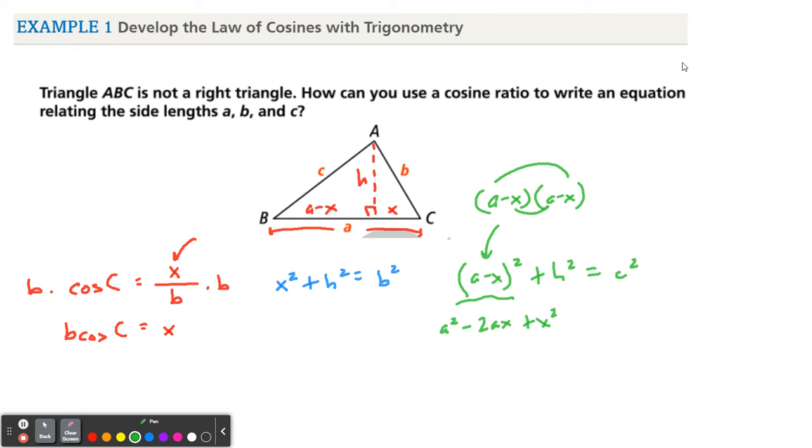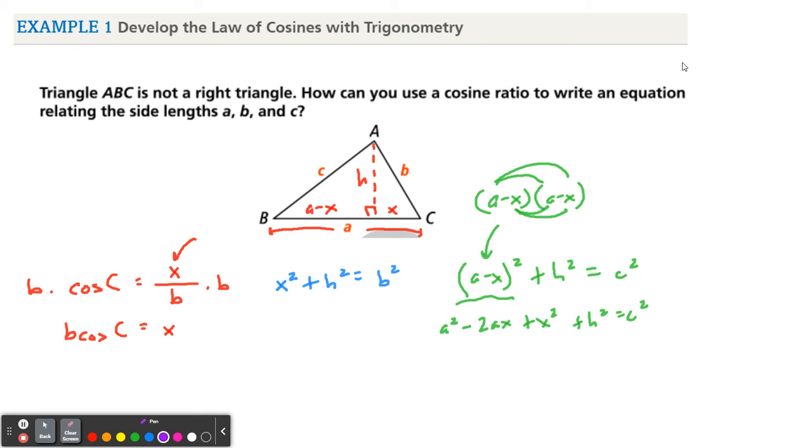And again, you could do the distribution up here if you want to. A to AX, negative X to A, negative X to negative X. You'd get the same thing. Bring down the H squared and bring down the equals C squared. And now I'm looking for some similarities between what I see over here in red and blue and what I see over here in green.